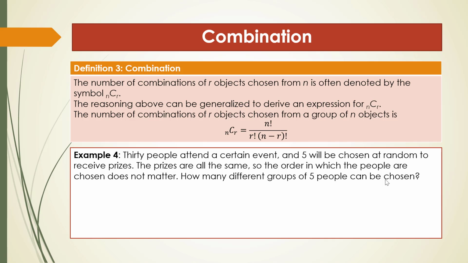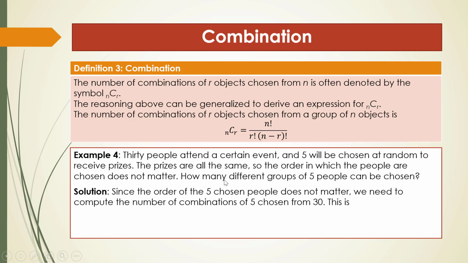Remember, in the problem of 5 runners, we choose the first prize runner, the second prize runner, and the last prize runner. In the permutation situation, the order does matter. But in this problem, 30 people attend a certain event. We choose 5, but for these 5 people, the prizes do not have an order. So this is a situation of combination.